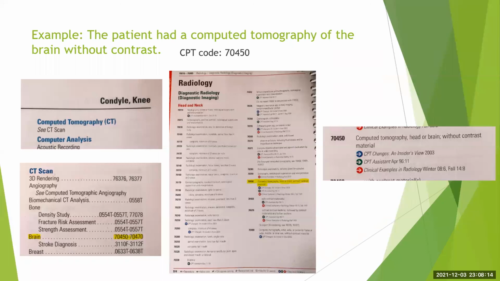The middle picture is of the entire page of the CPT codebook. You can see there's a section, a subheading, and then I've highlighted where the code is located on that page. And then the right-hand side of the screen is a picture of it close up, so you can easily read it. So you can see 70450, computed tomography head or brain without contrast material. And then it gives you some options below that, but that's for a later video.